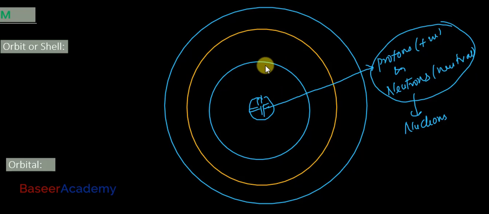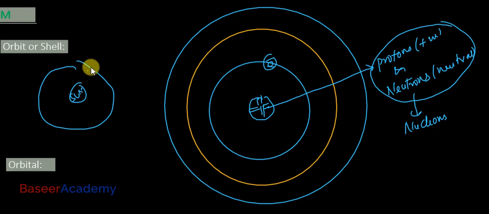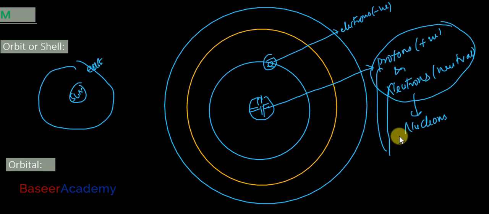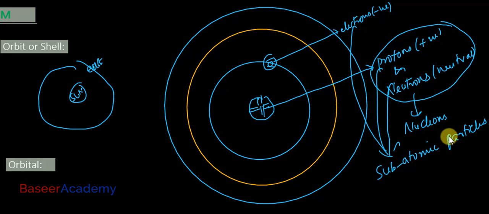And you must have also learned that electrons revolve around the nucleus, just like how all the planets, including Earth, revolve around the sun. In the same way, electrons revolve around the nucleus. Now, these electrons have a negative charge. The protons, neutrons and electrons together are known as subatomic particles. What do we call them? We call them subatomic particles.